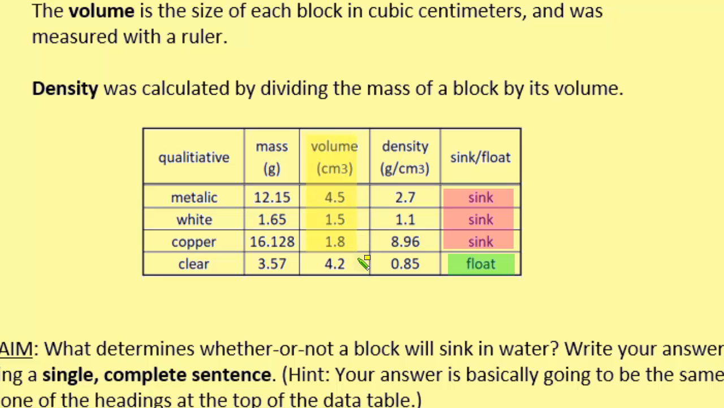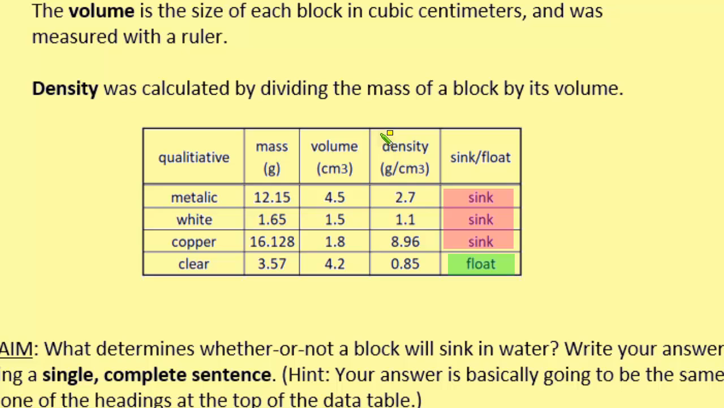Let's look at volume now. Look at these numbers and see if they line up and make a pattern with sinking and floating. What do you think? Is there a pattern? What I notice is the highest number, 4.5, sinks, but the second highest number floats, and these low numbers sink. So again, just like mass, there doesn't seem to be a pattern, because sometimes low numbers sink and sometimes high numbers sink. So volume is probably not our answer.